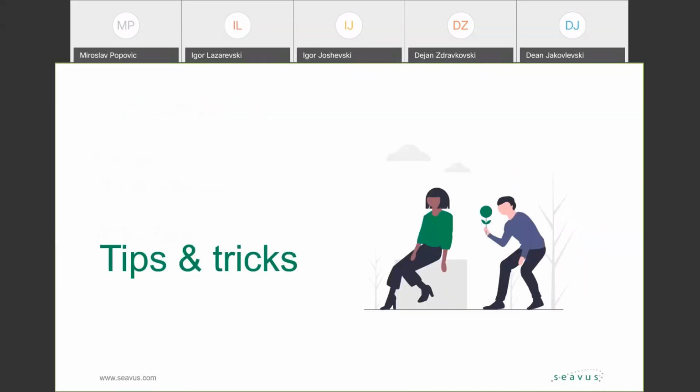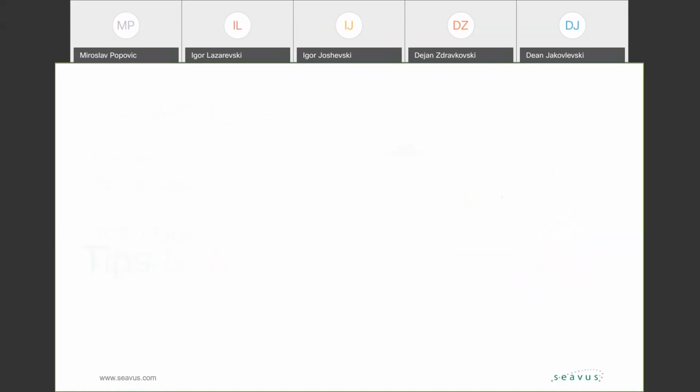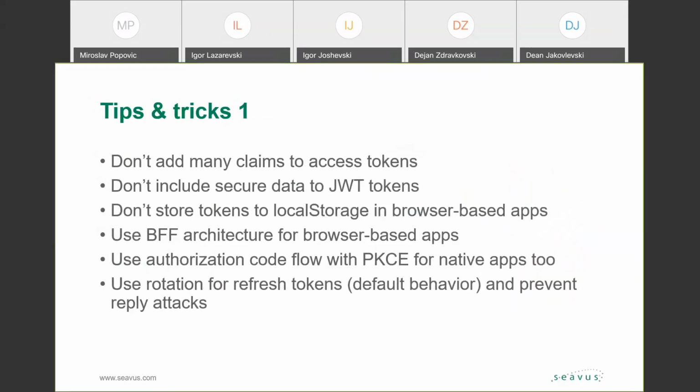Okay, so let's go through some tips and tricks. The first thing is don't add many claims to access tokens. So access tokens should be as small as possible since you need to send them each time you do an API request. Just try to have as few claims as possible in them.